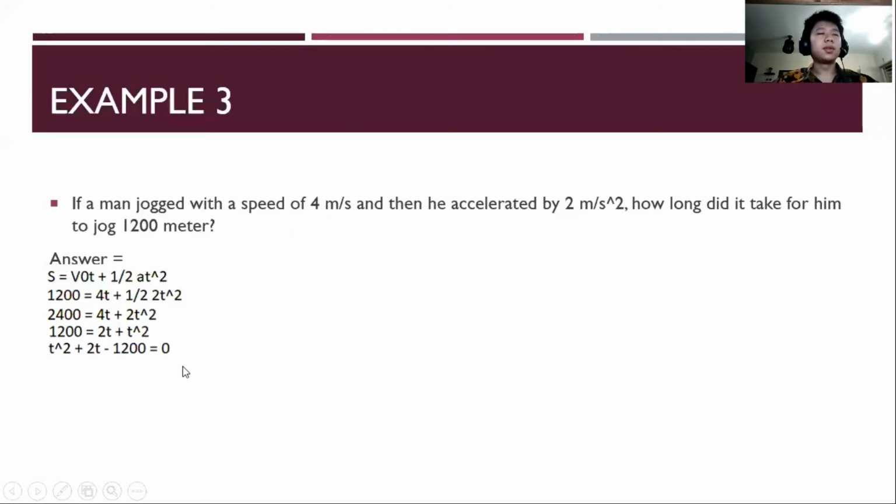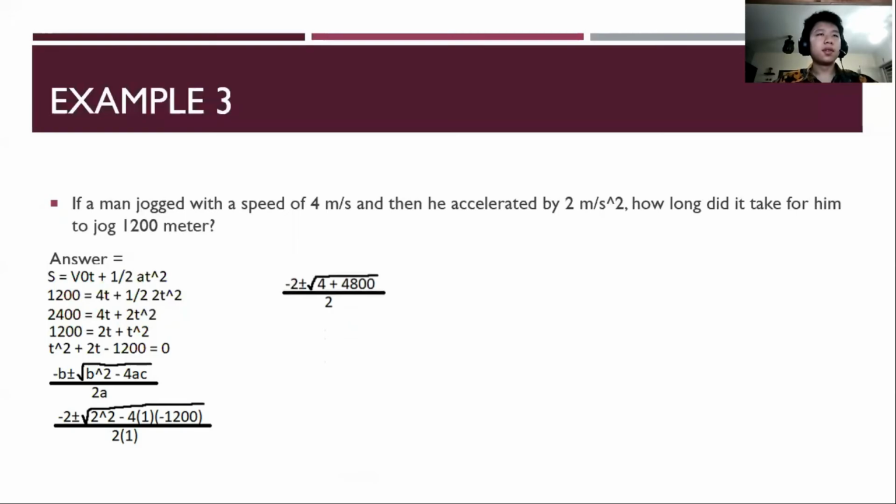Quadratic formula now. Quadratic formula is negative b plus minus the root of b squared minus 4ac, divided by 2a. So negative b, negative 2, plus minus the root of b, 2 squared, minus 4, a is 1, times c, negative 1200, over 2a, which is 2 times 1. So it's gonna be negative 2 plus minus the root of 2 squared, which is 4, minus 4 times 1 times negative 1200.